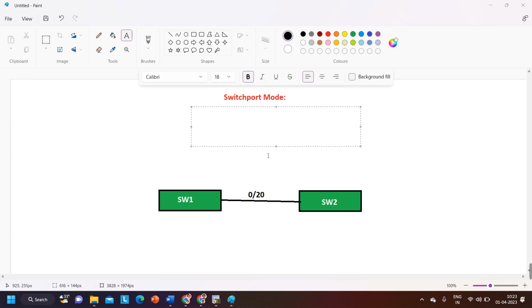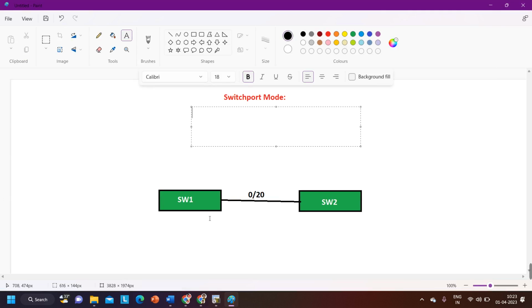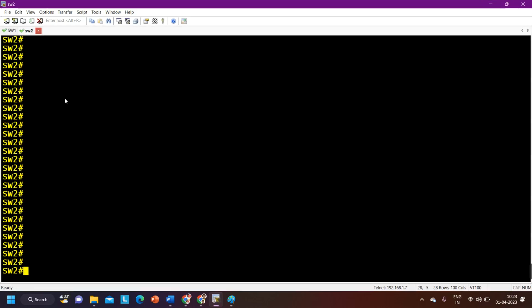And I am going to discuss each and everything on real devices, because in switching, the output on simulation software is really different from the real-time output. That's why I have access to switch 1 and switch 2. This is my real device.